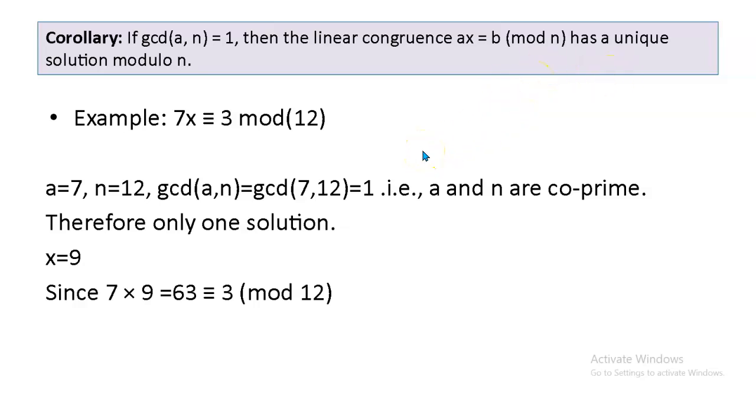Now the question is 7x congruent to 3 mod 12. So first we have to take the GCD of a and n. a is 7, n is 12. So GCD in this case is 1. So we can say a and n are co-prime. There is just one solution. So then we have to check whether 1 divides 3. Of course 1 divides 3. But one single solution, that is 9. So we can write it in the form 7 into 9 is equal to 63 congruent to 3 mod 12. This is the solution, x is equal to 9.